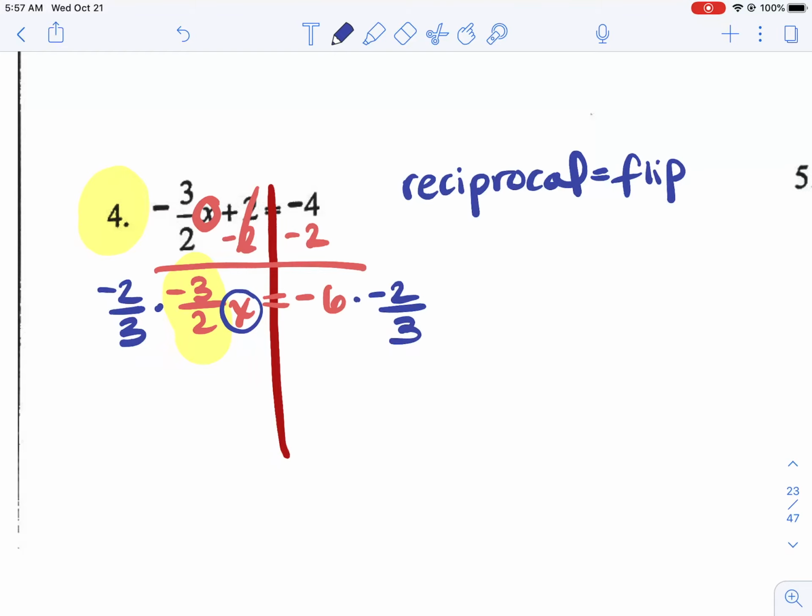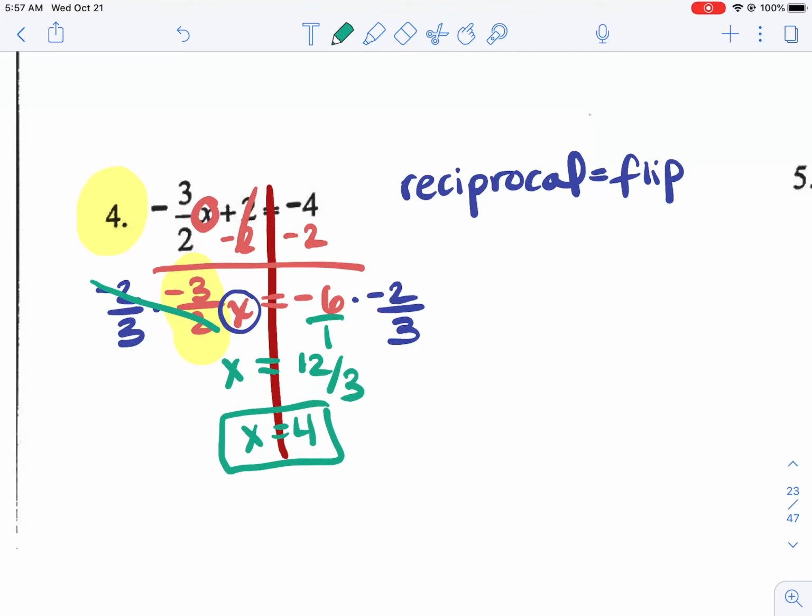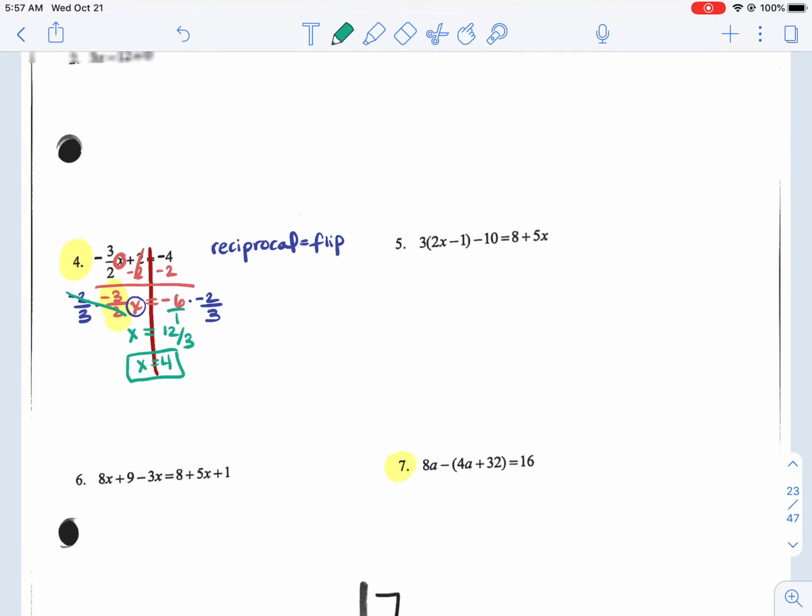So what I do to one side, I have to do to the other side. So I'm going to multiply both sides by the reciprocal, and x equals, again, you can use your calculator here, negative 6 times negative 2/3 should give me 12/3, or you can just leave that as 4. Remember, a negative times a negative is a positive.